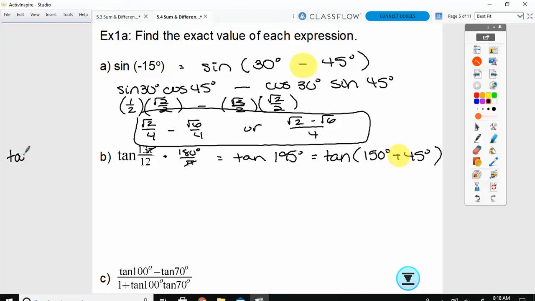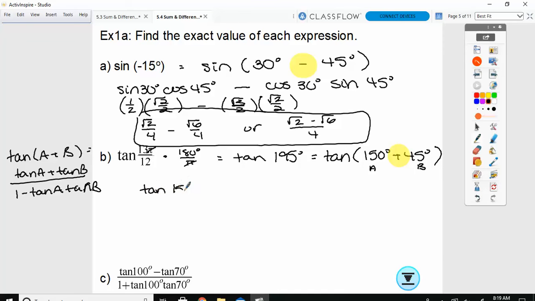So this is a plus. That means my formula is the tangent of A plus B formula. So if we're looking at that, it's tangent of A plus tangent of B over 1 minus tangent A tangent B. All of these formulas are given on the formula sheet, so you will not have to memorize any of them. All right, so my A is just this 150 and my B is 45.